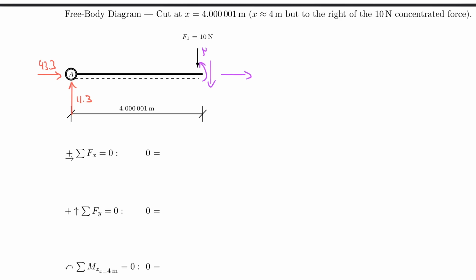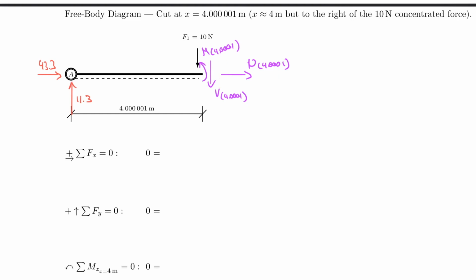And the way they are pointing would be in this direction. And now we would talk about M at 4.0001, V at 4.0001, or however many zeros you want to add there, and N at 4.0001. And what I'm really trying to make clear to you here is that you can cut just to the left of this force, that's what we did in the previous cut, or just to the right of this force. And so here we're cutting to the right.